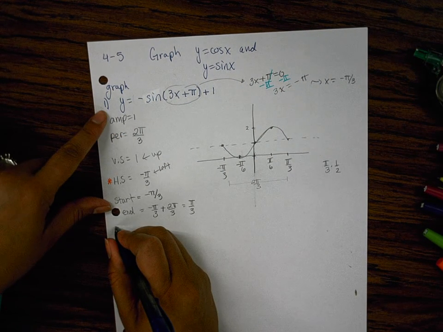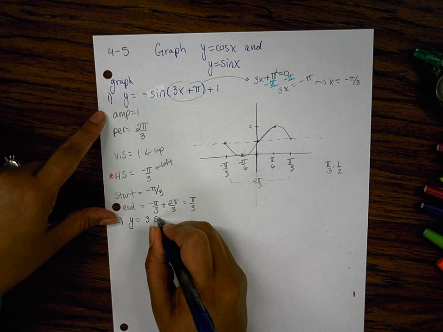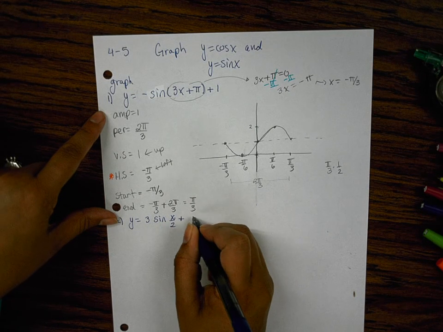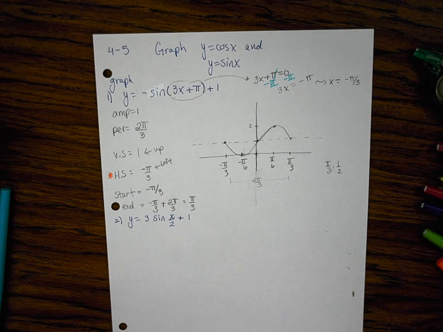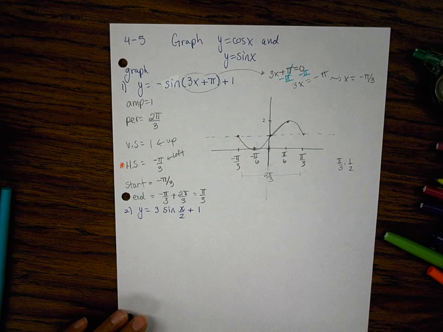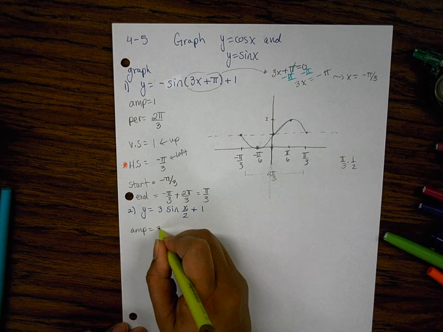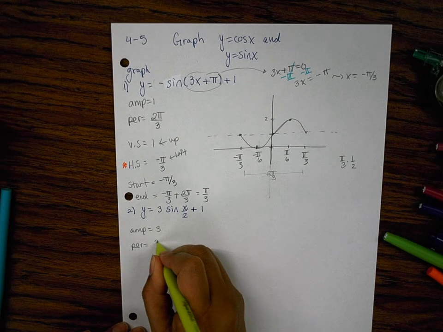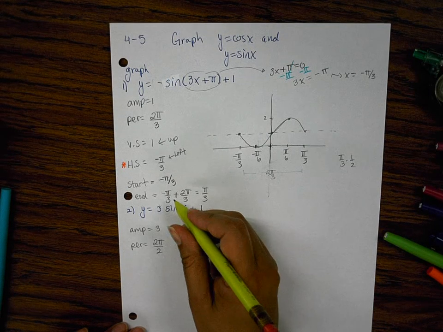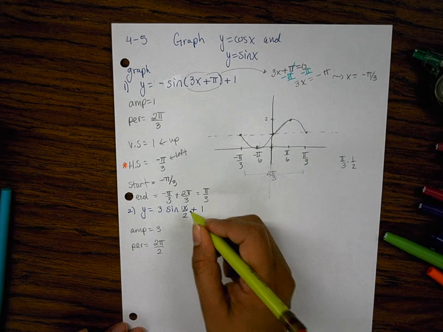Okay, number 2. Y equals 3 sine x over 2 plus 1. All right, amplitude is the absolute value of your leading coefficient. It is 3. Period length, 2 pi over b is 2 pi over, b is not 2, it's 1/2. Can you see that the coefficient here is 1/2?